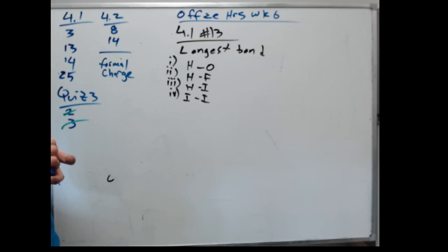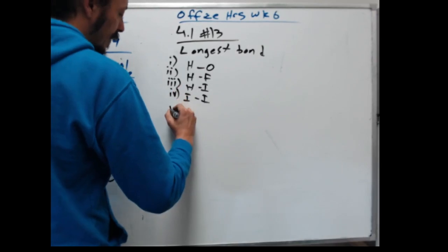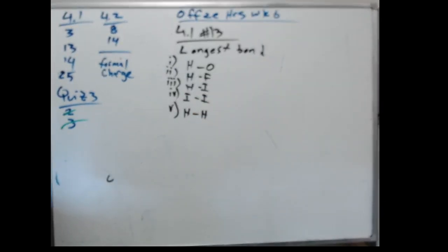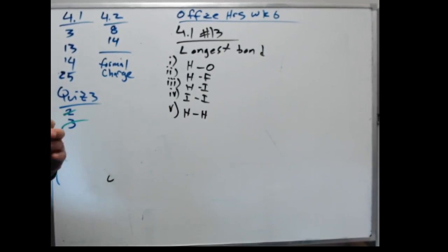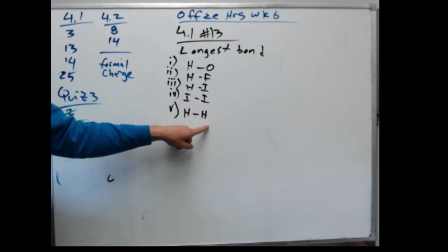It won't always be the one that's with itself, though. That's the weird part, right? So if this last one, we could add a fifth option. H to H is probably going to be the shortest bond because hydrogen has a really small radius. So we're going back to our radius periodic trends. And we're looking at, okay, H has a small radius to another H with a small radius.